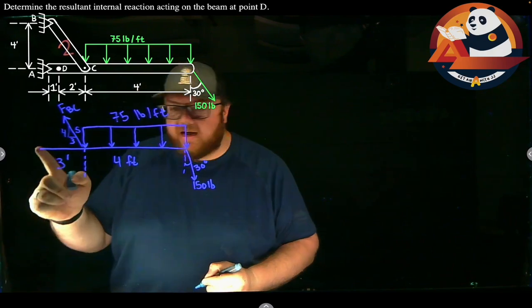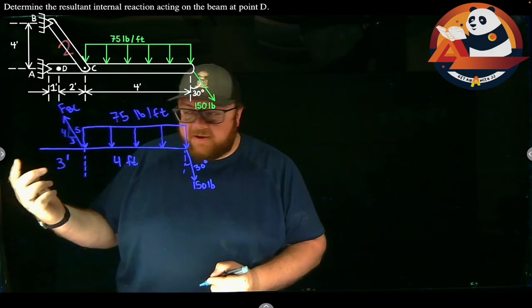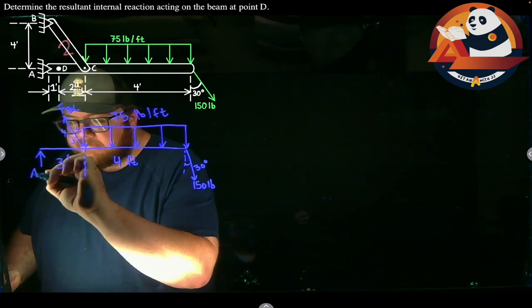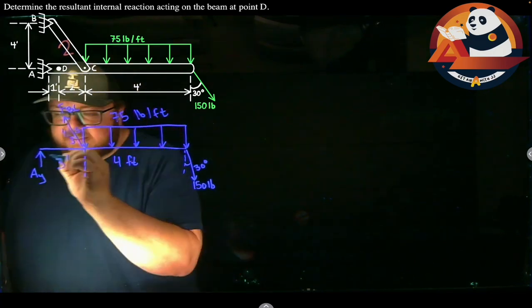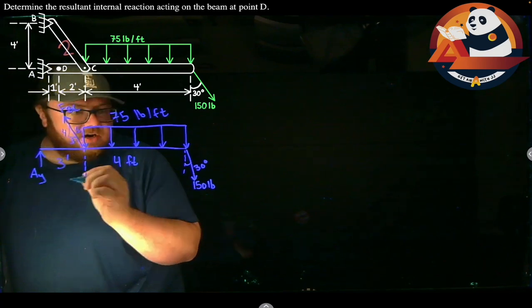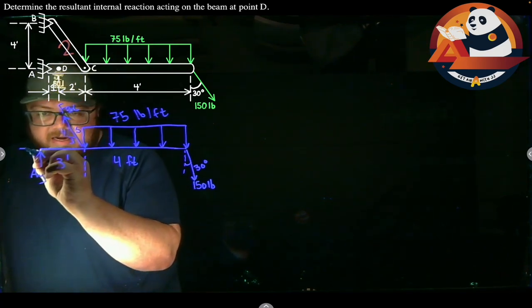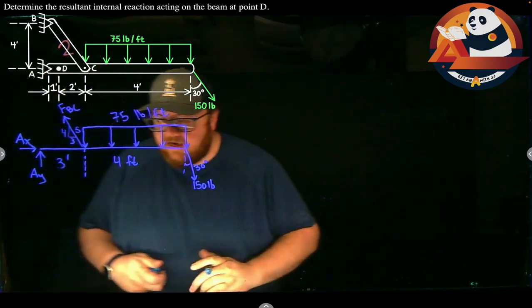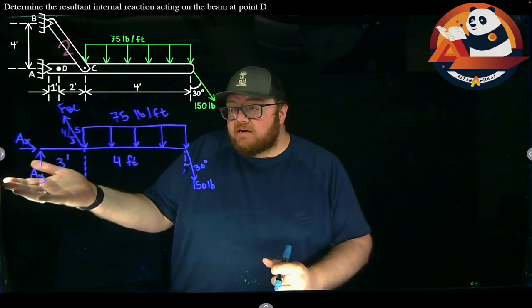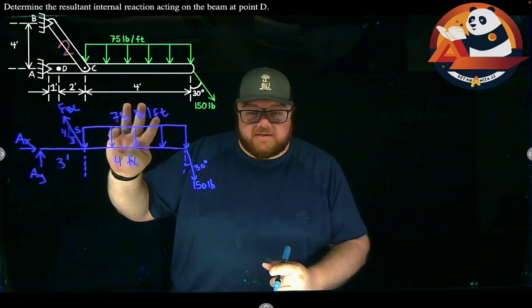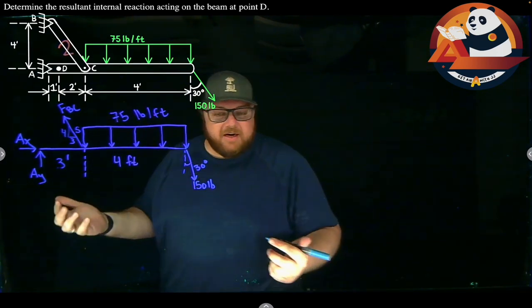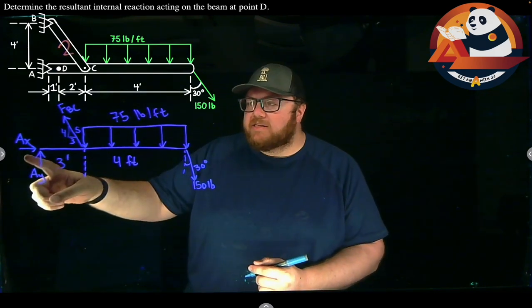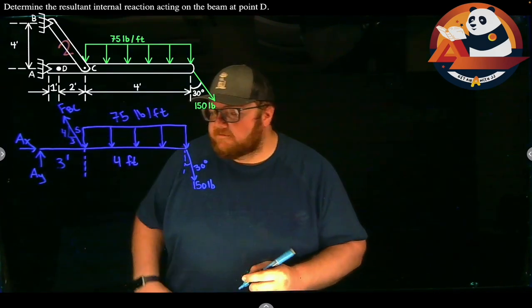Gets me to A. At A, there's a pin. Pin should always have a Y component. I'll guess that AY goes up. And they should have an X component. I'll guess that AX goes to the right. AY and AX. But then I want to come in and just start finding these. I have AX, AY, FBC, 3 unknowns. I have 3 equilibrium equations I can work with. I should be able to find all of these. So let's sum moments at A. That'll get me FBC first.